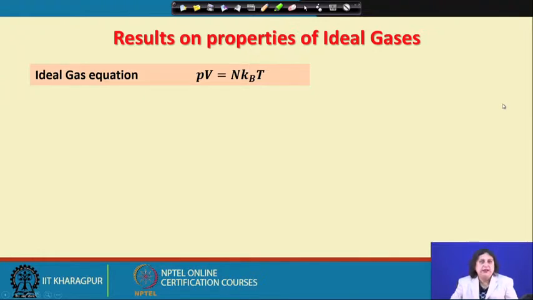Now, we have seen all that, and now let us try and understand what happens if I want to derive the ideal gas equation starting from the canonical partition function.